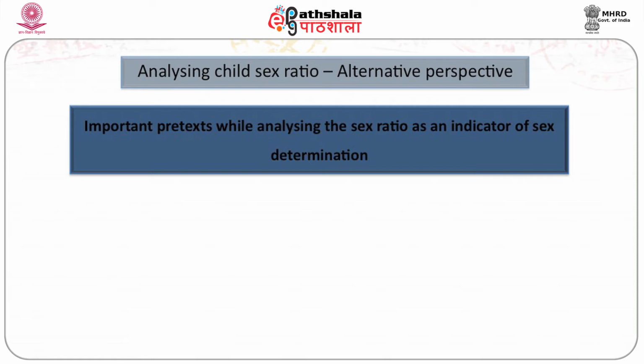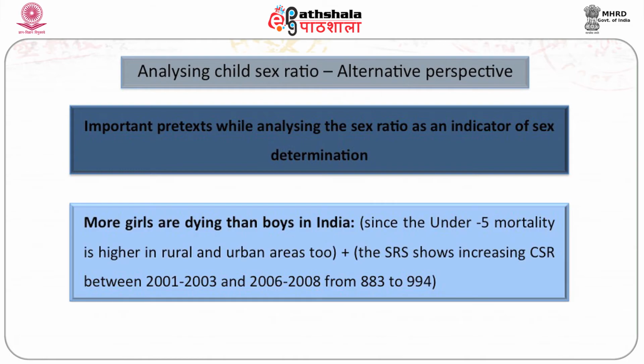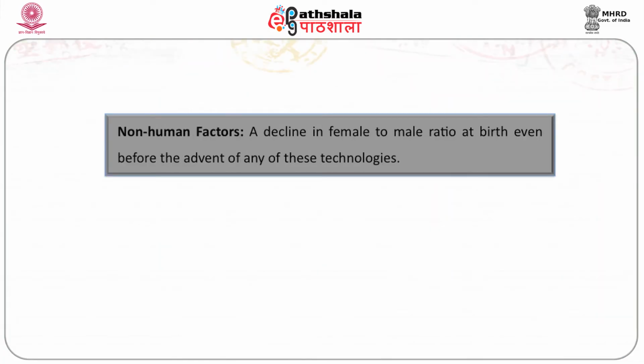Important pretext while analyzing the sex ratio as an indicator of sex determination. If we consider them, firstly, more girls are dying than boys in India, since the under 5 mortality is higher in rural and urban areas. A decline in female to male ratio at birth was seen even before the advent of any of these technologies.